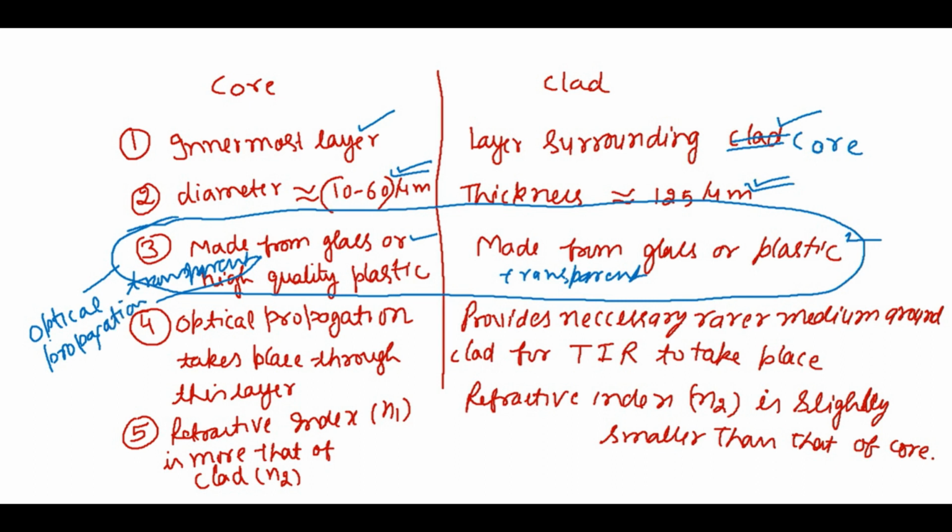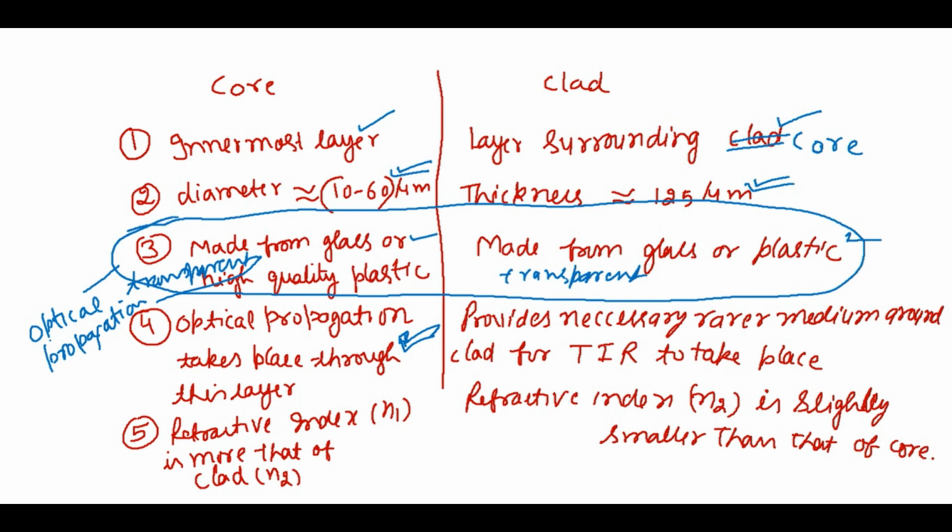Now, although the fourth point shows that optical propagation takes place through these layers, this is true, of course, but it cannot happen without total internal reflection, which is the principle of optical fiber. I will tell you about total internal reflection in the next slide. The light that we send through optical fiber propagates from one end to the other end through the core only.